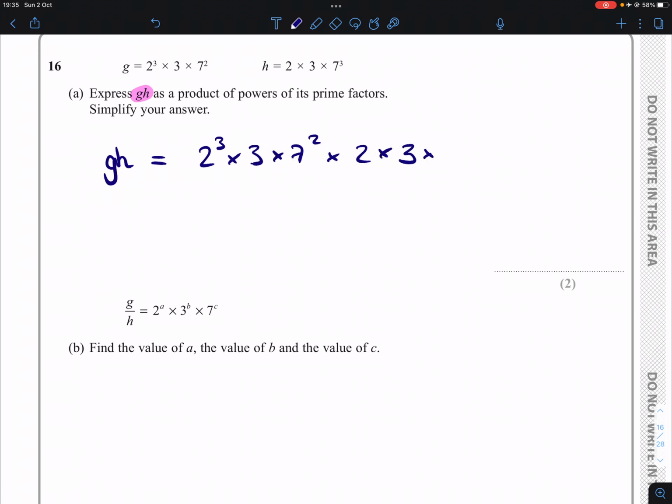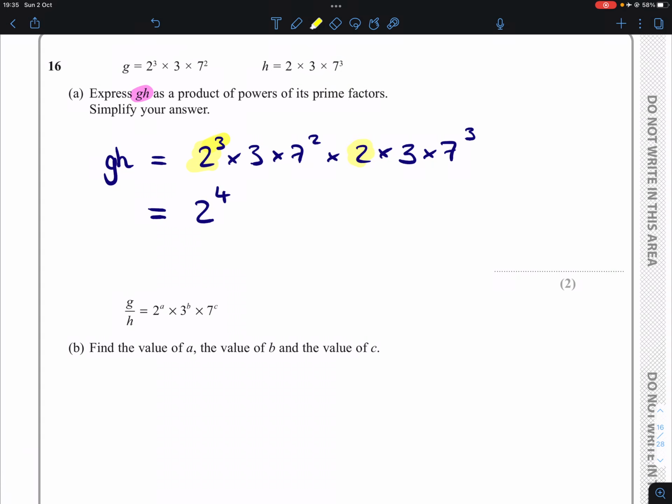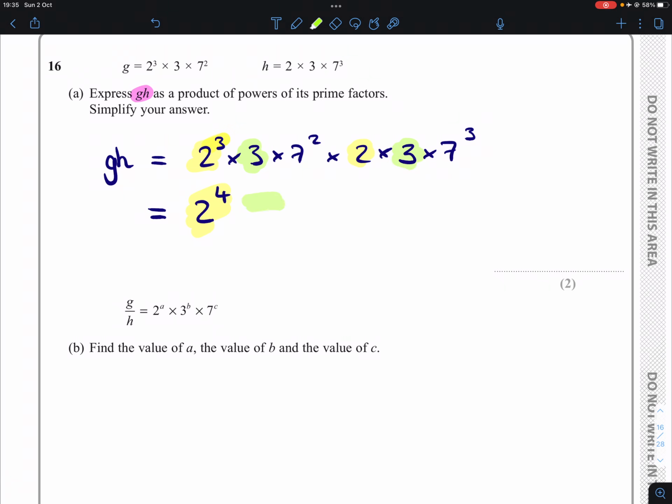And the 2's are going to combine in such a way that 2 cubed times 2 will give us 2 to the power of 4. I don't want to actually get a number from that because our answer needs to be written as a product of powers of its prime factors. So we end up with 2 to the power of 4 from multiplying the 2's together. We're going to have a 3 times a 3, which is going to give us a 3 squared. And then our 7's multiplied together, 7 squared and 7 cubed, is going to give us a 7 to the power of 5. So that will be our final answer for gh.